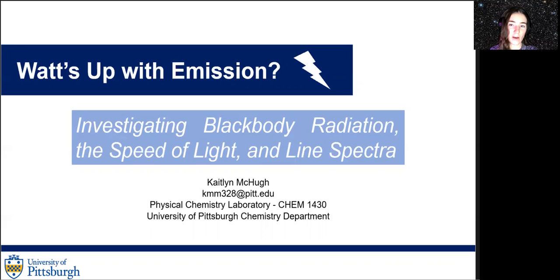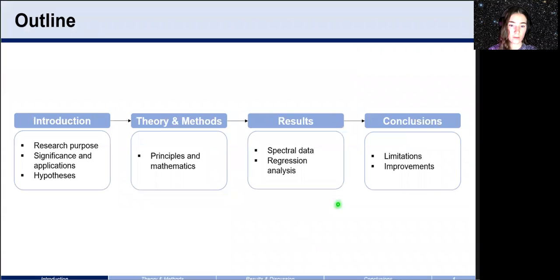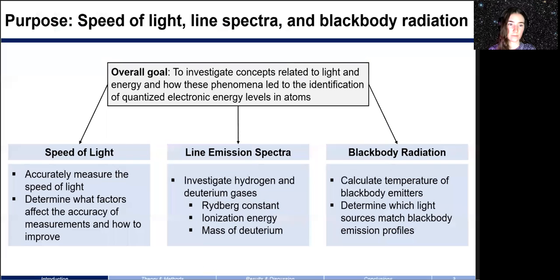Today I'm going to be talking about my experiment entitled What's Up with Emission, in which we investigated blackbody radiation, the speed of light, and line spectra. So to start, I just wanted to give a brief overview of what I'm going to be discussing today. First, I'll cover an introduction, and then I'll go into the theory and methods, and then I'll cover the results and conclude with a discussion of the limitations and improvements for those results.